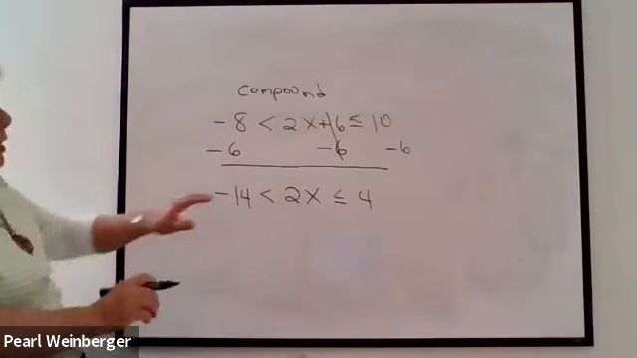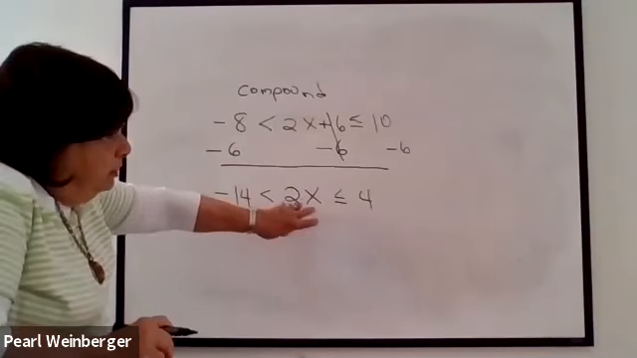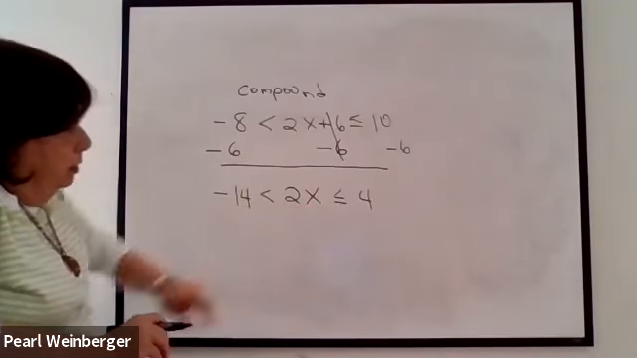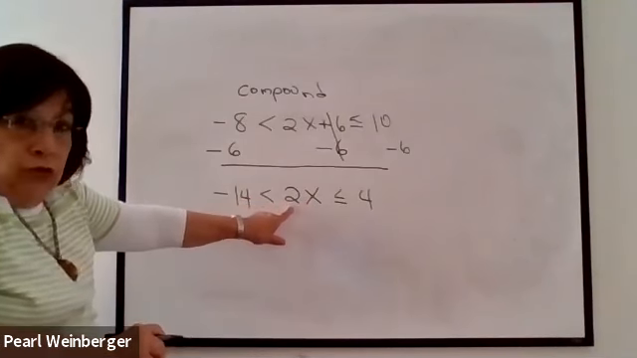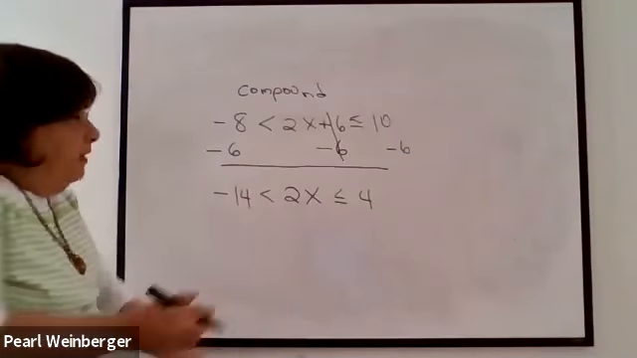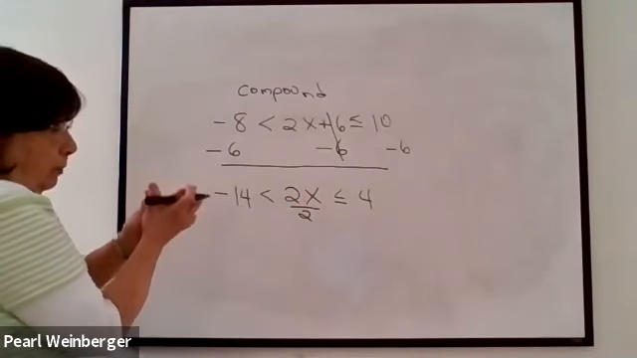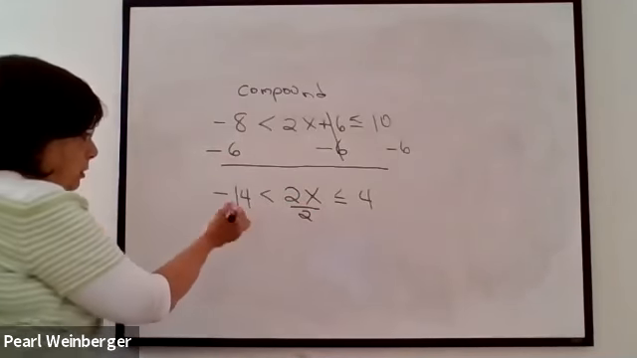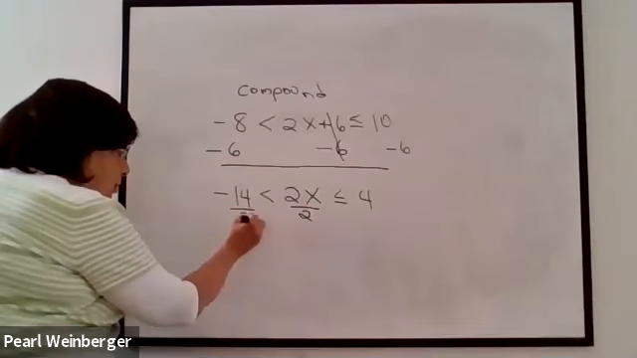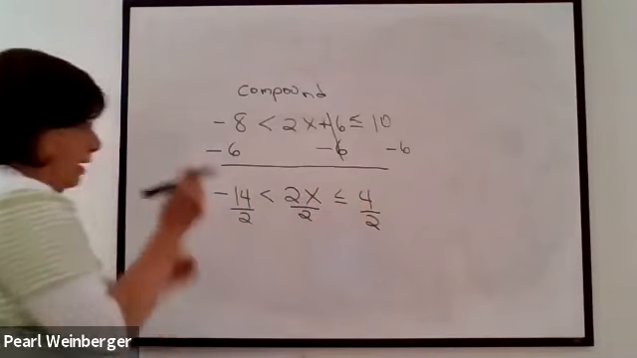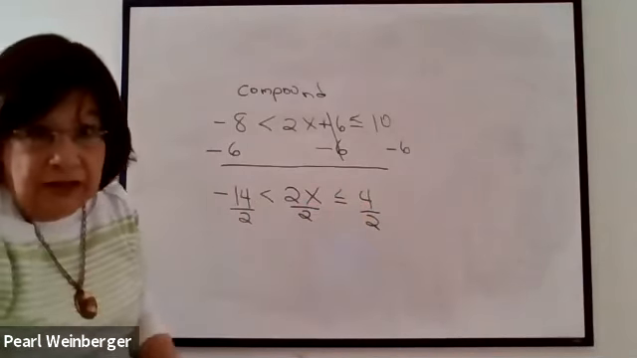I'm almost there. Remember, my aim is to just get x alone in the middle. So I see I have the 2x. In order to get x alone, I've got to divide by 2. But again, whatever I do in the middle, I have to do at either end. So I have to divide by 2 on the left, and I have to divide by 2 on the right. Again, I'm doing two problems at the same time.